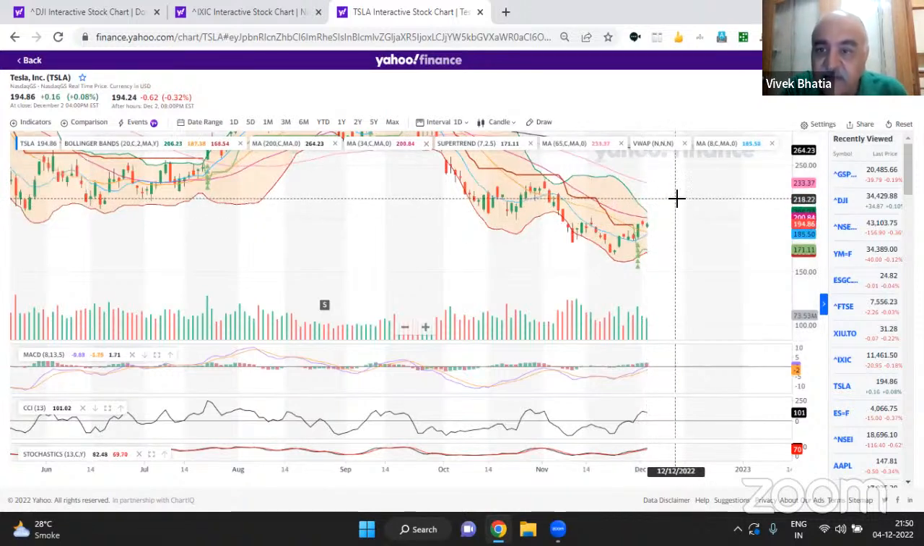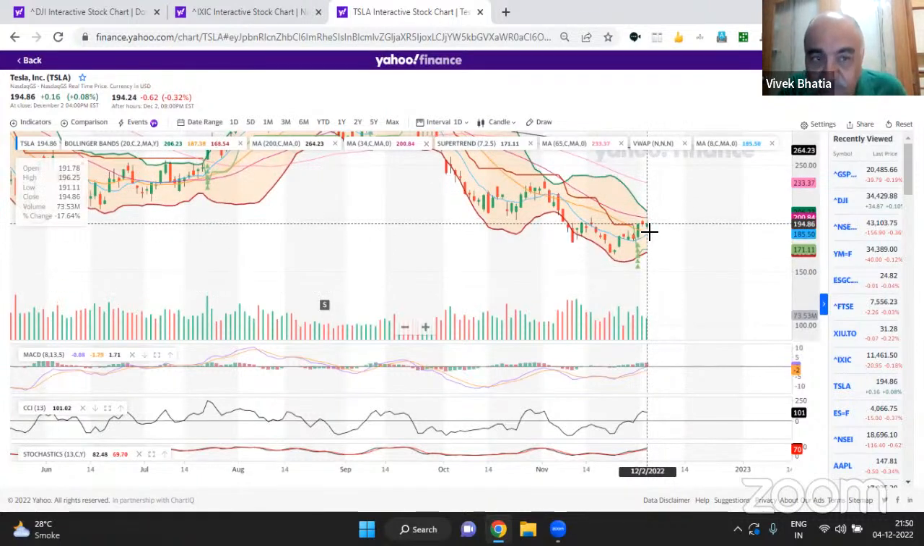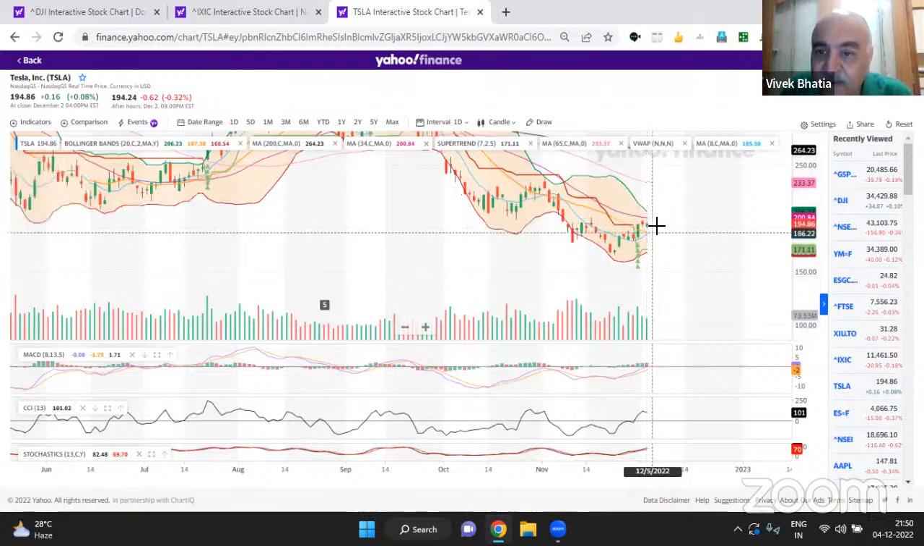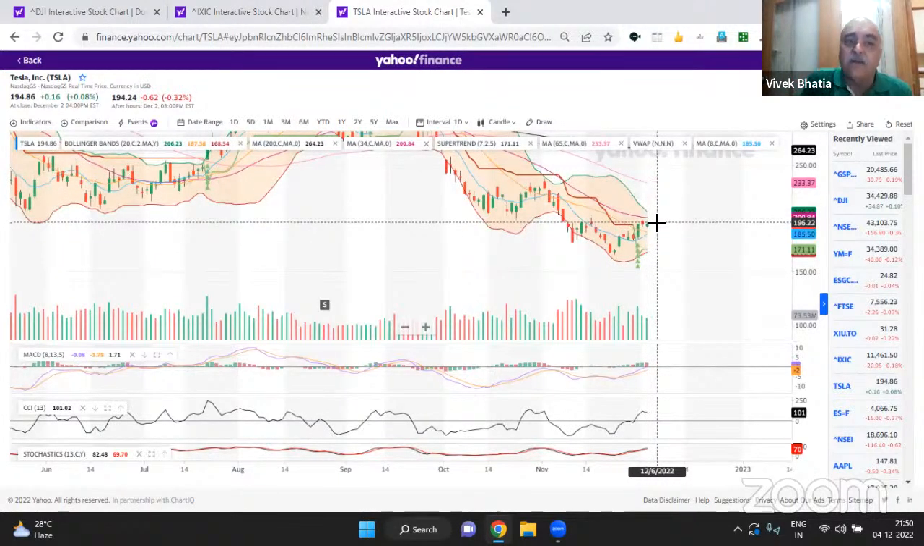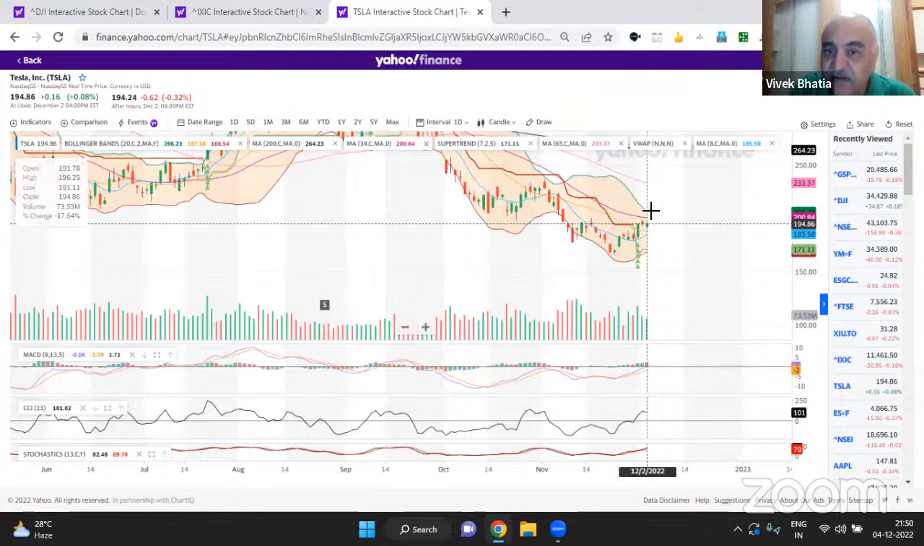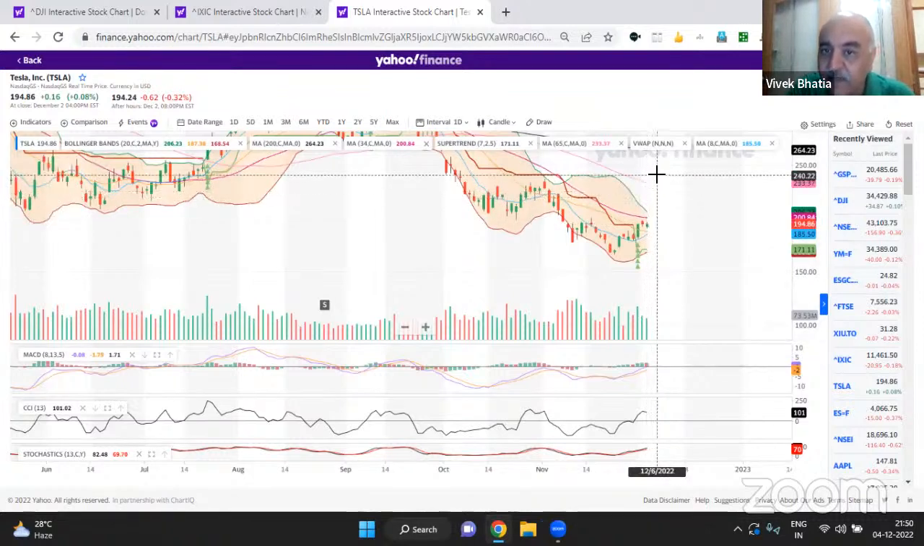First target 220, next target 230. Stop loss will be the low of at 190 or 185. So I would be a buyer the minute it gives me a breakout above 200. I would be a buyer at 200, stop loss of 185, target of 220 and 230 on Tesla.